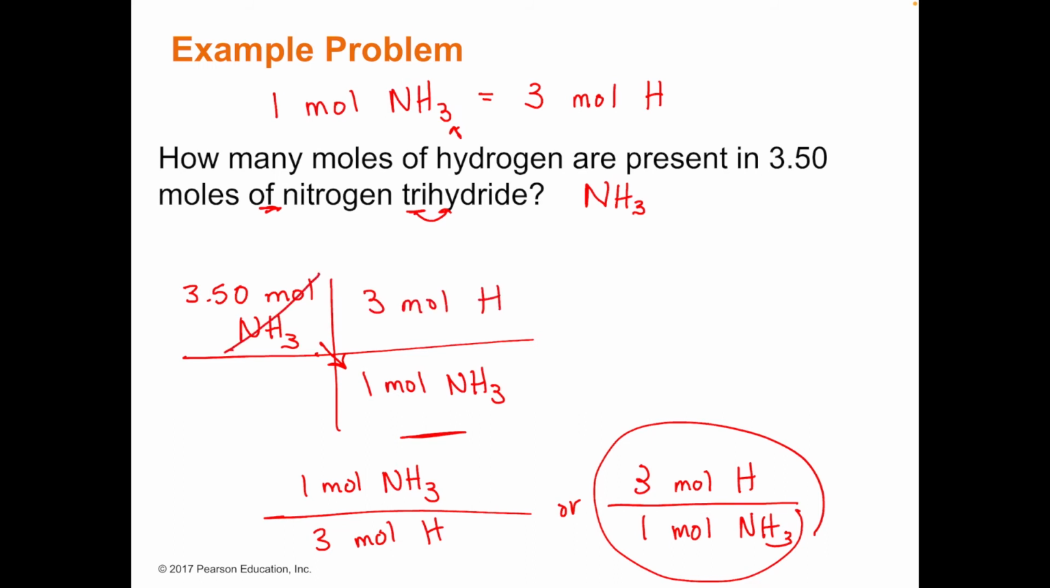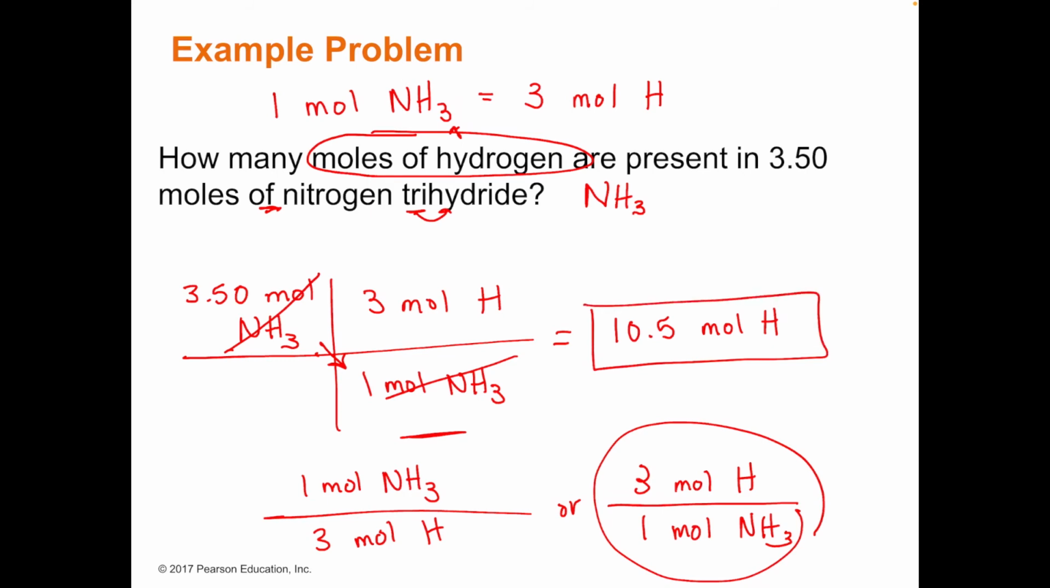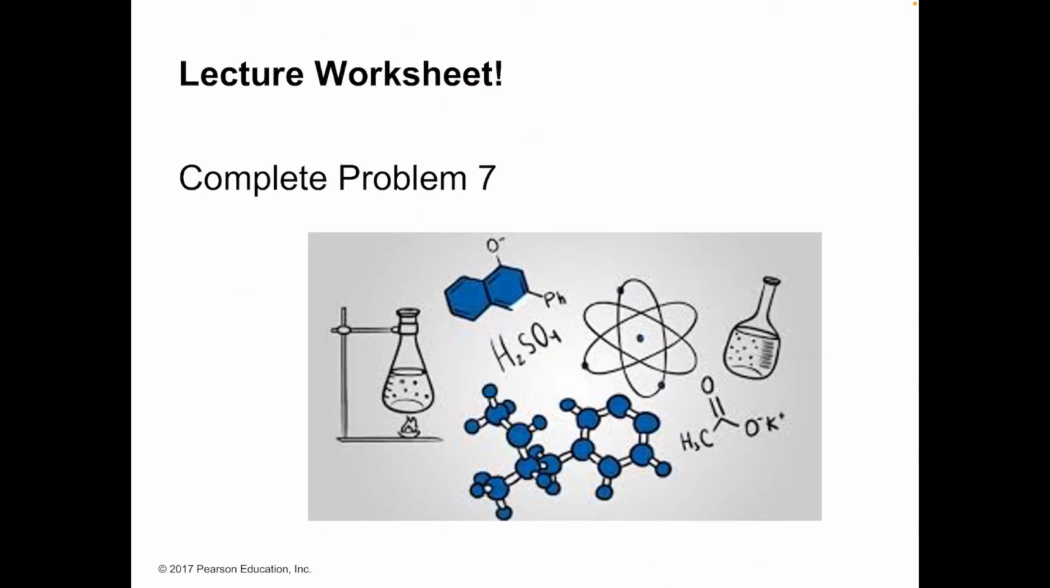Moles of nitrogen trihydride cancels out, and we're left with moles of hydrogen, which is what we were trying to find. So then we can go ahead and multiply these out, and we will get 10.5 moles of hydrogen as our answer. All right, let's go on.